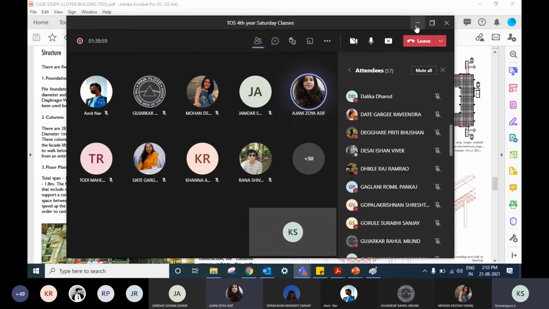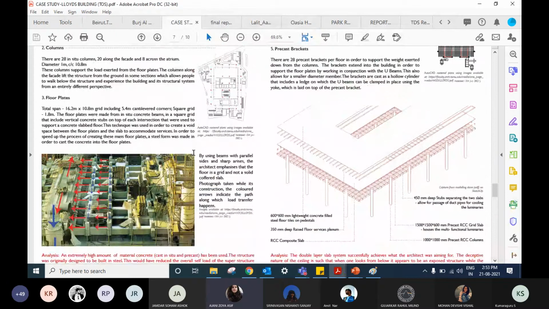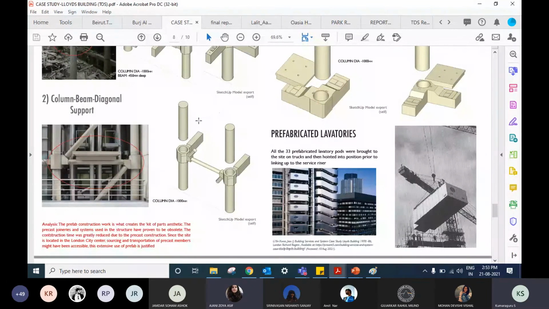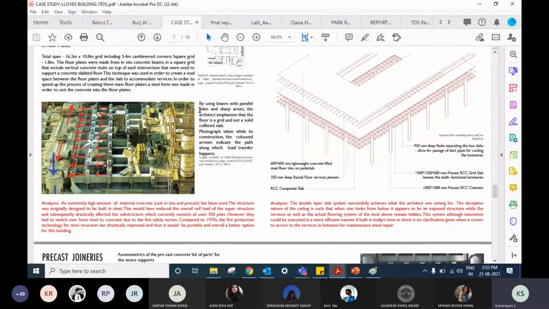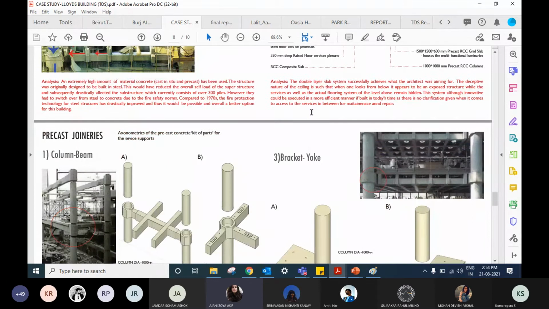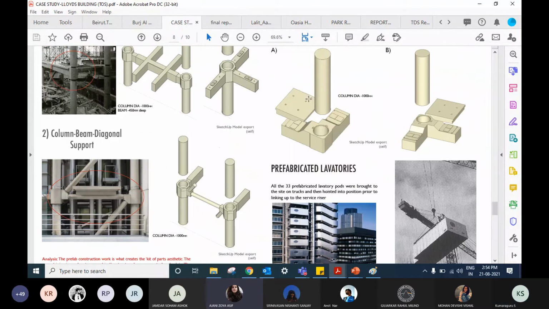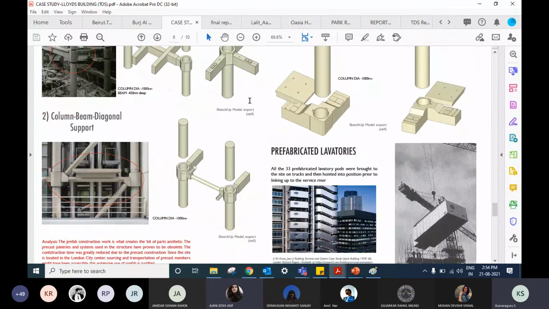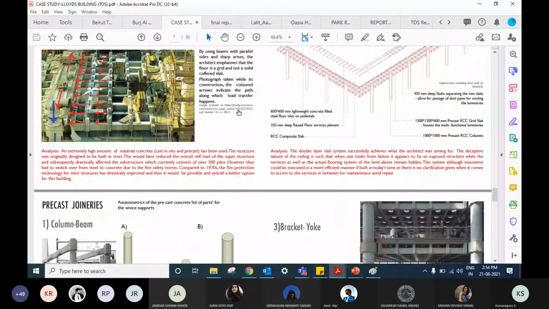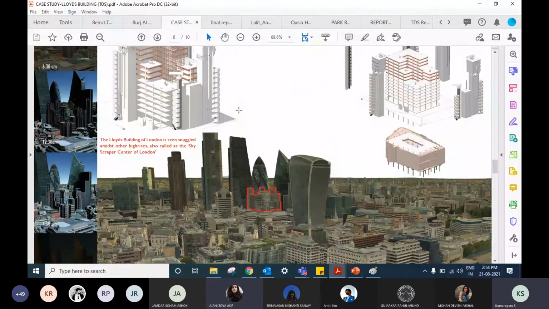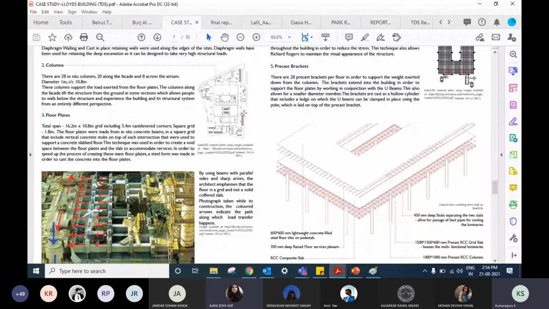We'll look into it if there's any other information that we get. Okay. Are you satisfied with the overall structural system learning that you have shown here? Since this building focuses more on the services part, and we already had this building for the case study, this is all that we could get for the structure. This is what we made, the precast joineries. Okay. If you have any further questions, please note them down, and maybe we can discuss that.